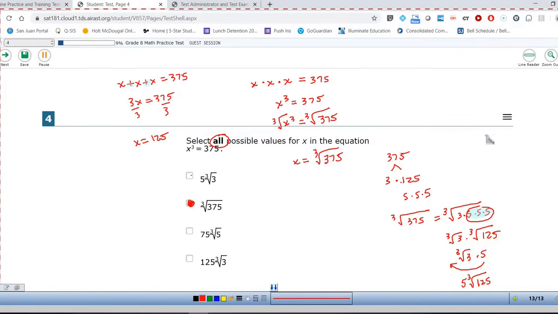No, excuse me, my bad. Not 5 times the cube root of 125, 5 times the cube root of 3. That's better. Okay.